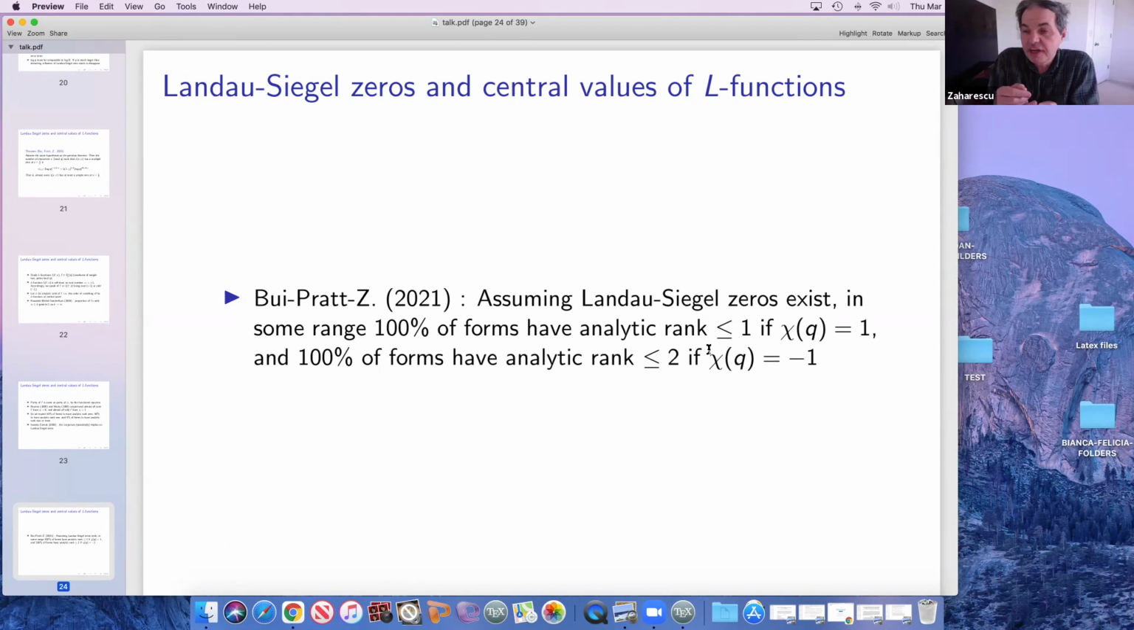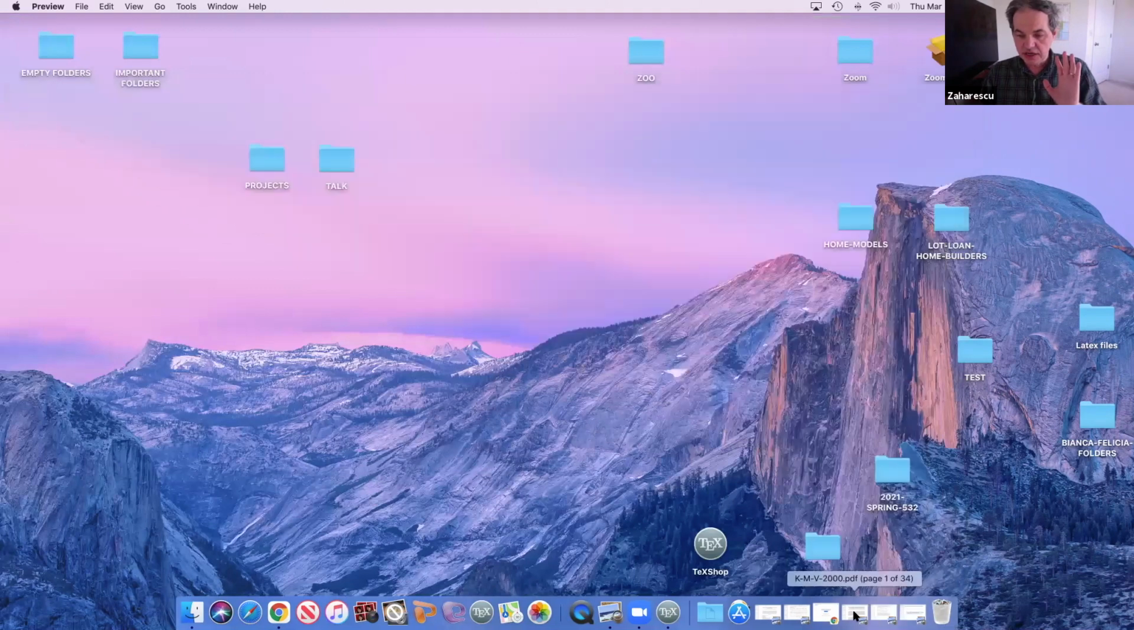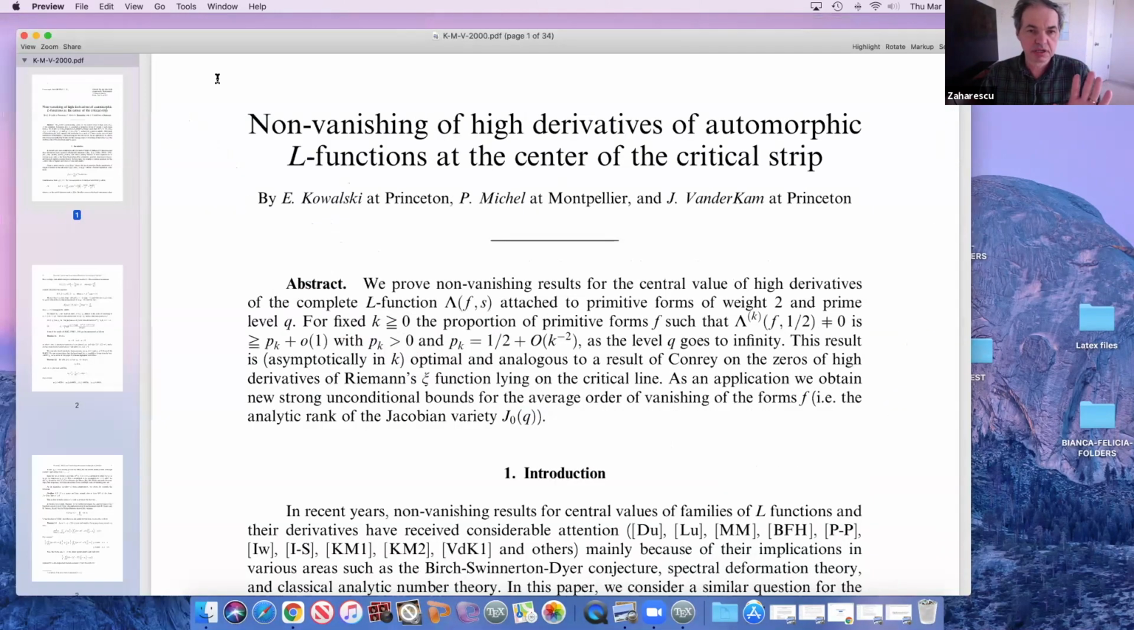Because if they don't vanish, if they vanish at higher order than 1, then because they are odd, they will vanish at order 3 at least. But we show, and this is not unconditional, this is conditional, under the existence of a Landau-Siegel zero that in fact 0% have order of vanishing larger than or equal to 3. And the last thing I'm going to put on the screen is the actual statement.